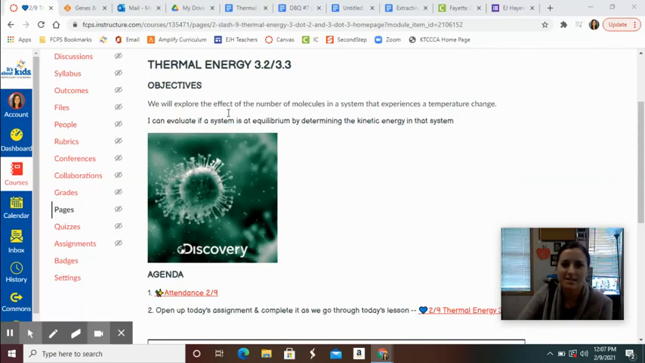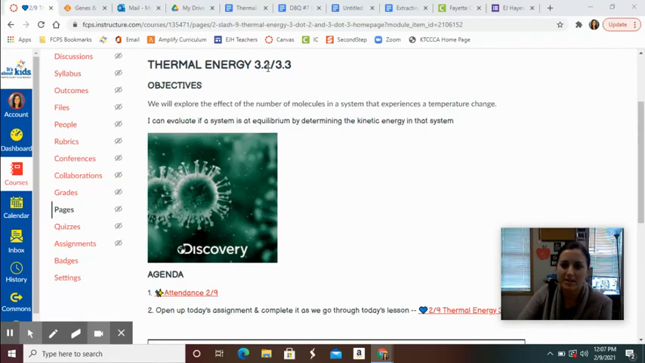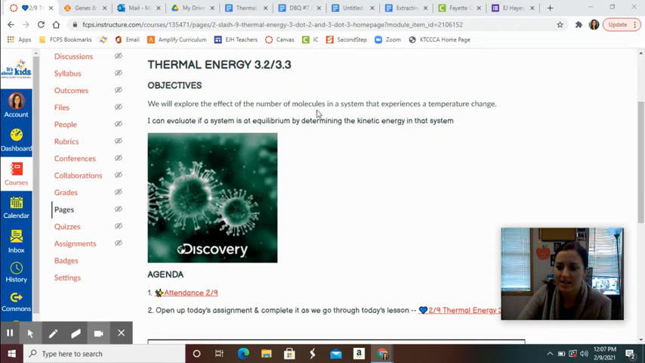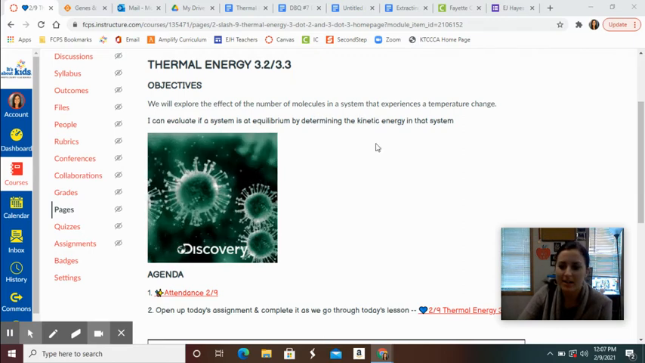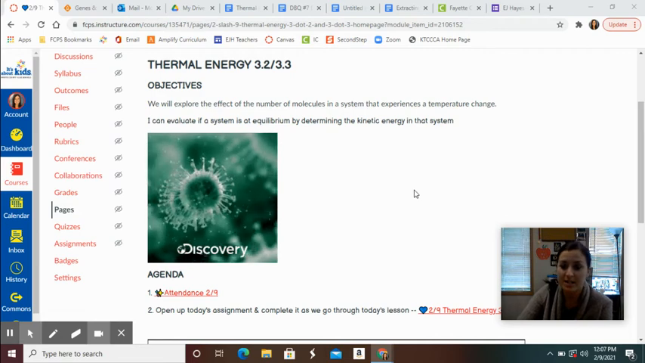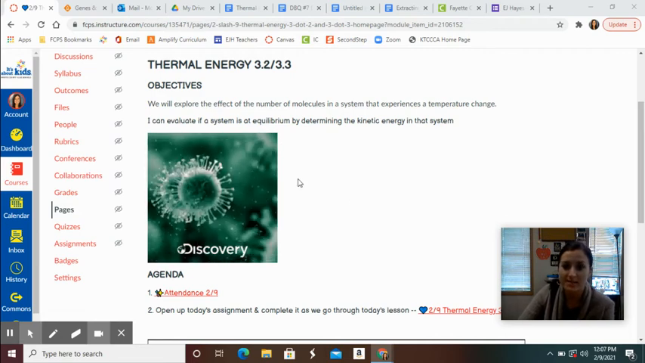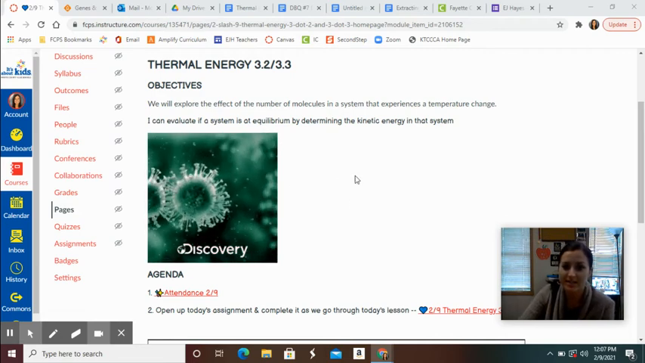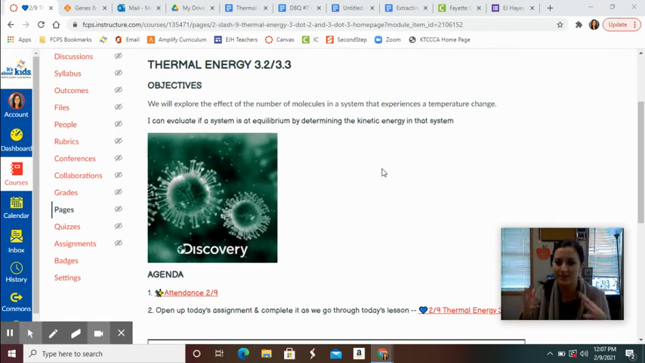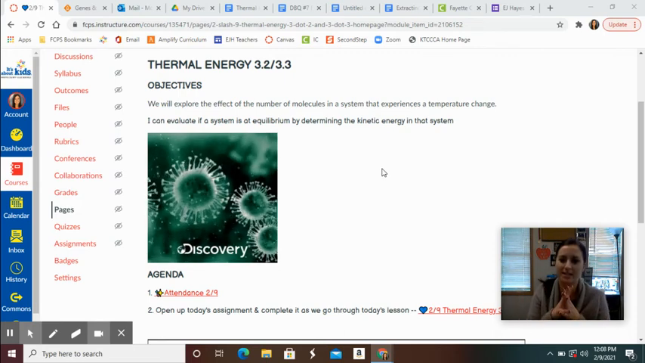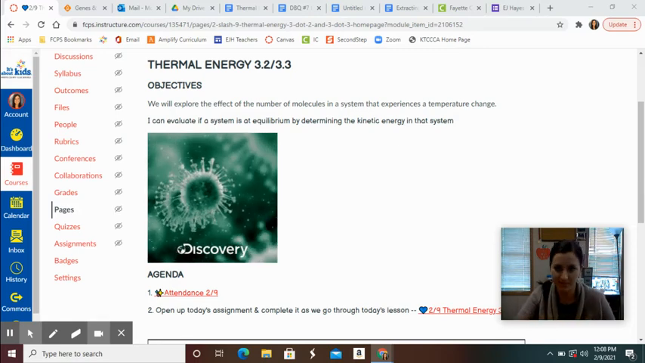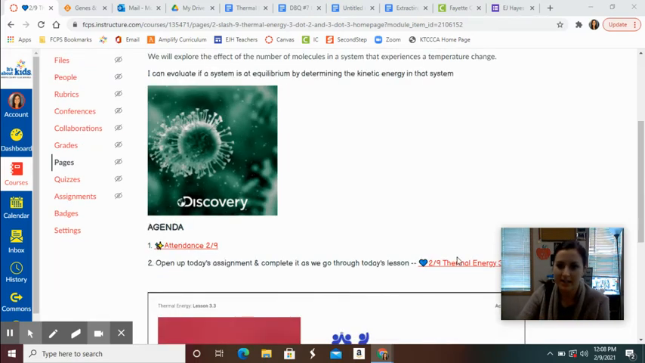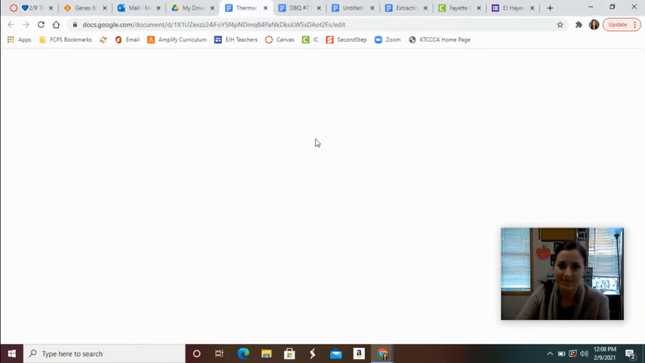Right, guys, this is the recording for thermal energy 3.2 and 3.3. Kind of squish these two together. We are getting close to wrapping up our unit, so that unit test will be next week. So it's important to make sure you're understanding these main ideas, and we're trying to squish together all the different ideas we have been learning to make sense of it all. So go ahead and click on the assignment for today.